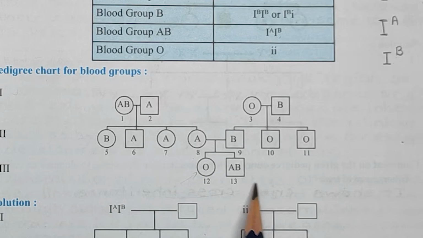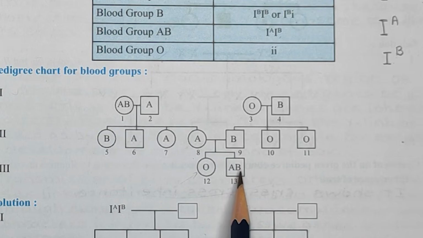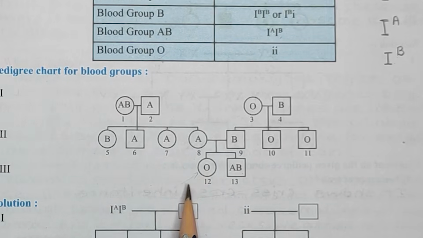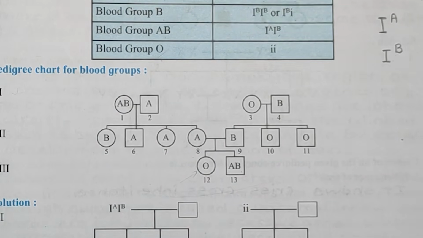Suppose the arrow is toward number 13. So AB blood group is there, which has the genotype capital I A, capital I B. Okay, so this way you have to identify it. For identification of the genotype of that particular group, you get half a mark.